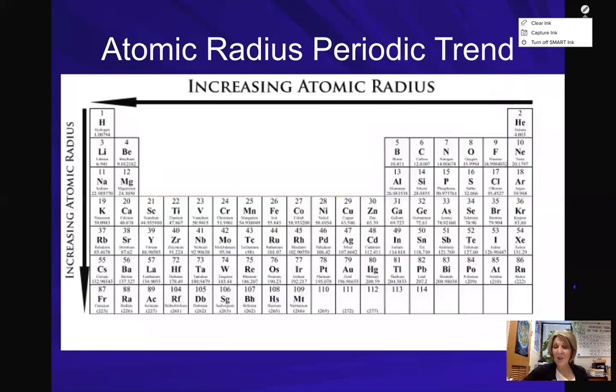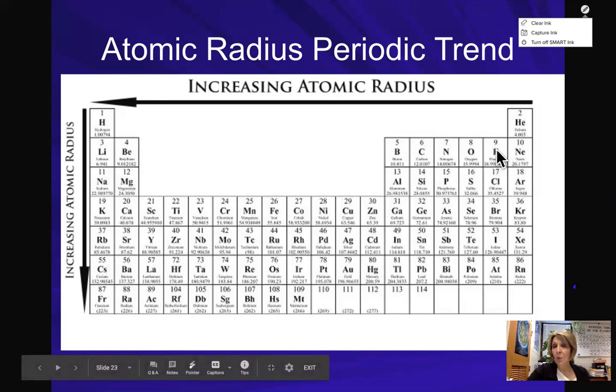So here is our trend. We always draw an arrow towards increasing. So as you go down any column, you are going to increase the size of your atom because the Coulombic attraction gets weaker. And the protons in the center can't hold on to the electrons as they get further and further away in the atom. That's really important that you understand that. And fluorine we talked about. See how this is pointing to francium, right? The biggest atom with the weakest Coulombic attraction.